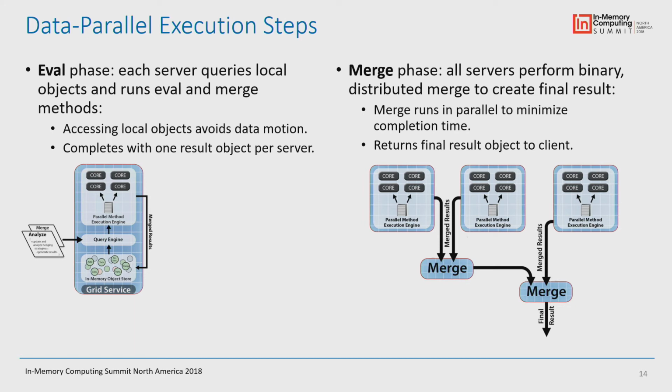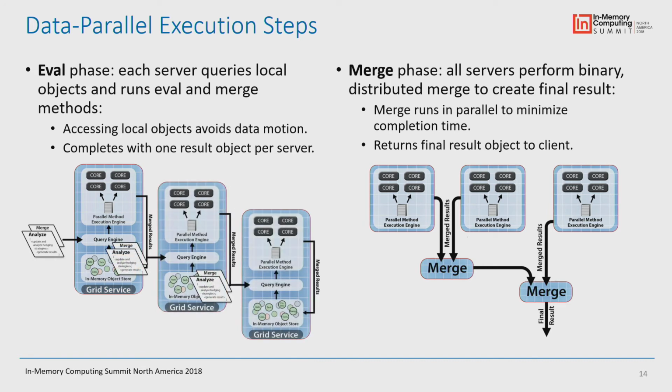Data parallel execution runs within each server of the in-memory data grid, doing the query, selecting objects, and then putting that through an in-memory execution engine that uses all of the cores in parallel to do these eval operations, these class method executions, to evaluate those queried objects, and then merge the results within that server. And that's done on all of the servers, and then the result is merged using a log binary tree to do that in logarithmic time.